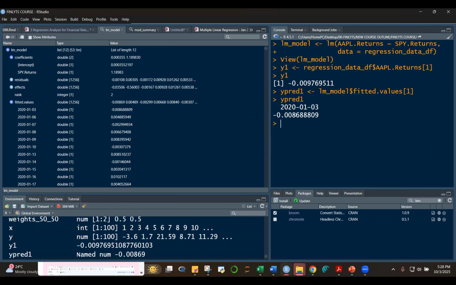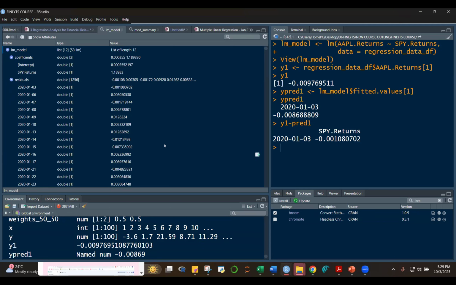There, class. That's the predicted value number 1. So if I subtract Y1 minus pred 1, that's your predicted value 1. Okay, enter. So that's negative 0.00108, right? Where are our residuals? Residual to, class. Here, negative 0.00108072. Exact, class.